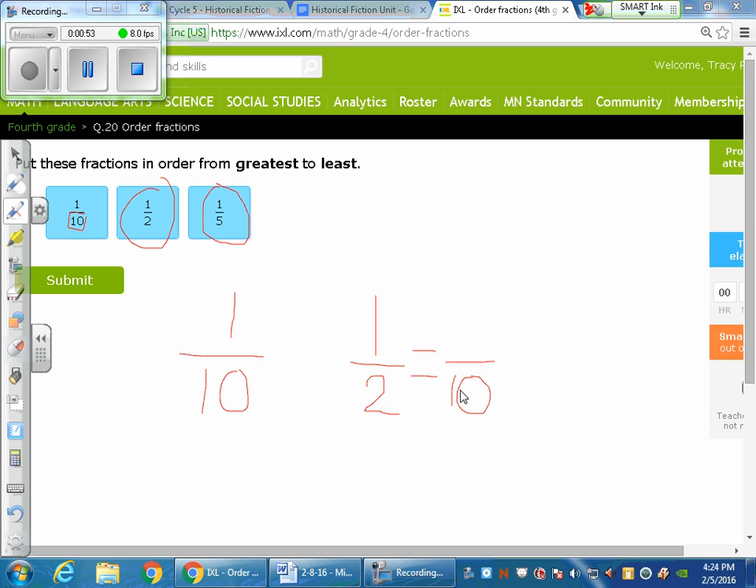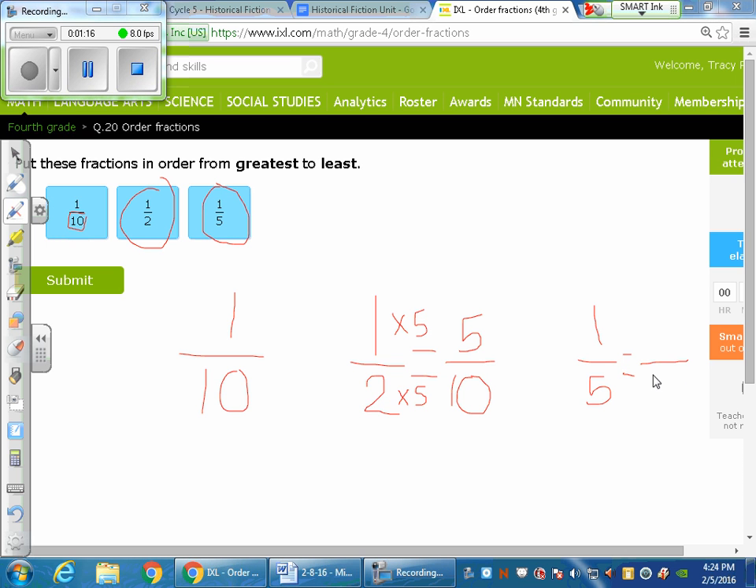So to go from 2 to 10, I multiply by 5. And what I do to my denominator, I have to do to my numerator. 1 times 5 is 5. So this fraction is the same as 5/10. I'm going to do the same thing in my 1/5. I need to make that equivalent to tenths.